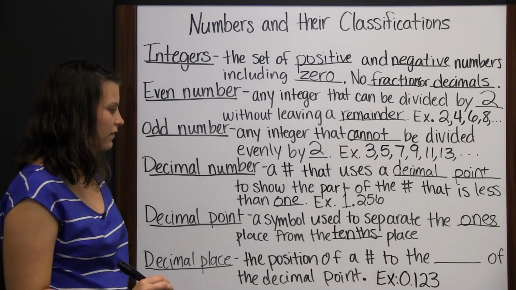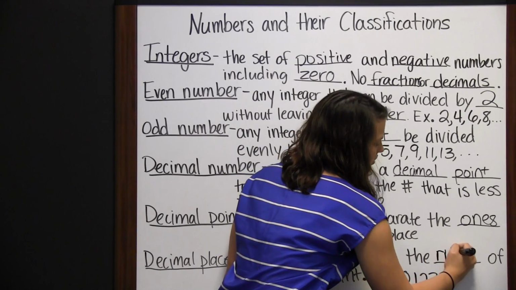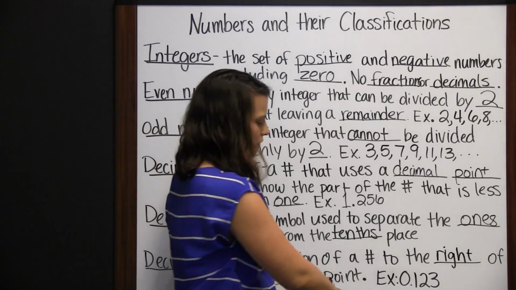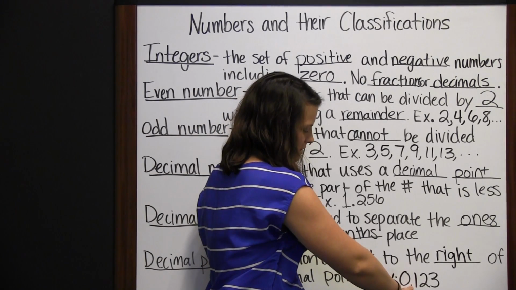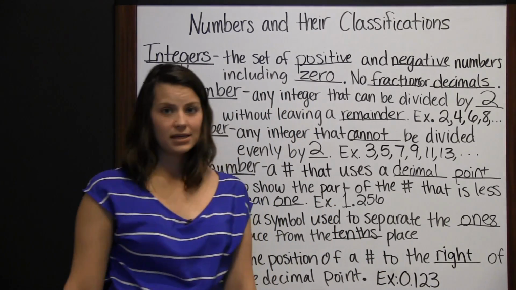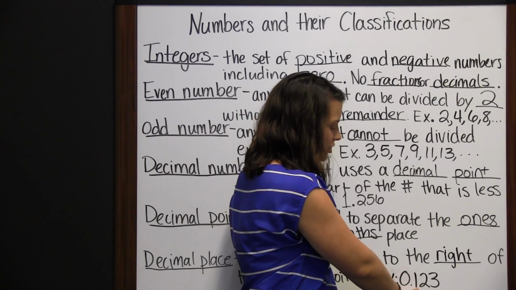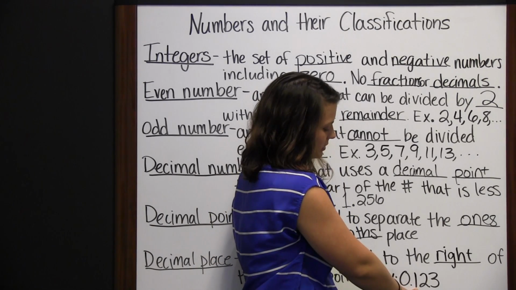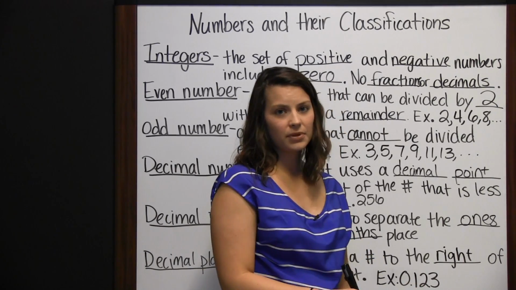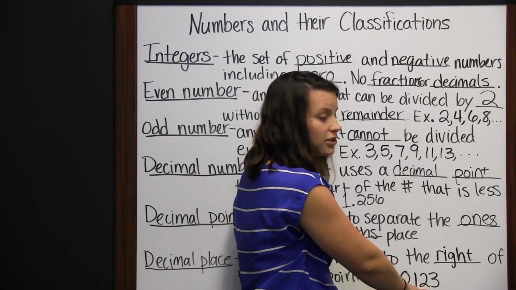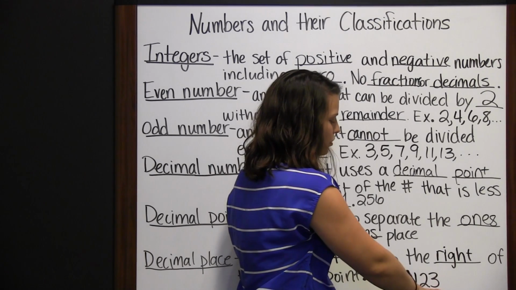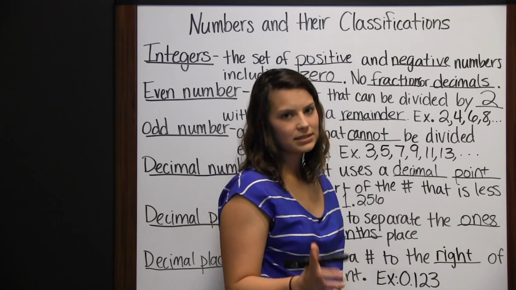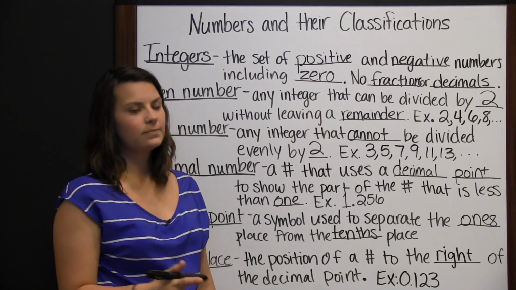Finally, decimal place. That's the position of a number to the right of the decimal point. So in this number, 0 and 123 thousandths, the 1 is in the first position to the right of the decimal, and so that's the tenths place. The 2 is in the second place to the right of the decimal. That's the hundredths place. And the 3 is in the third position to the right of the decimal. That's the thousandths place.